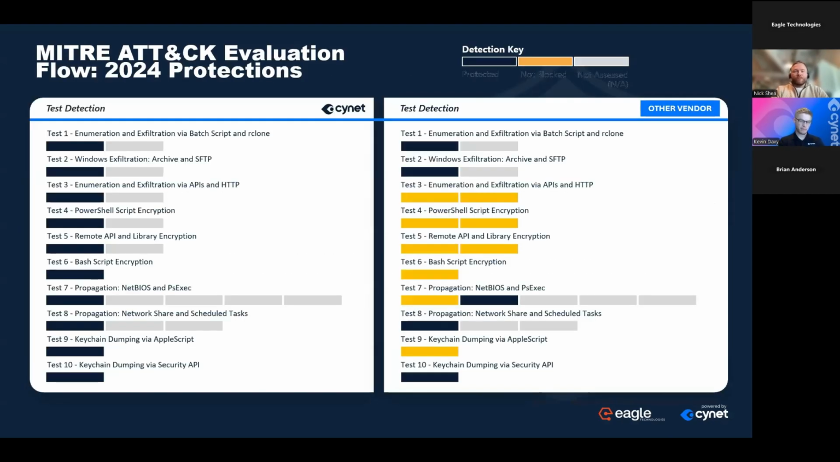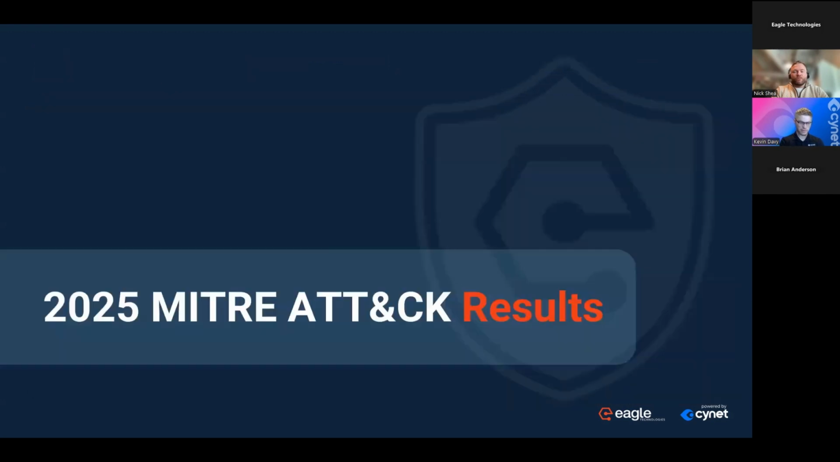This is a snapshot from the 2024 evaluations where, similar to our performance in 2023, Cynet hit 100% detection and prevention. So you can see what it looks like when you have it versus when you're seeing the colors that are the opposite.